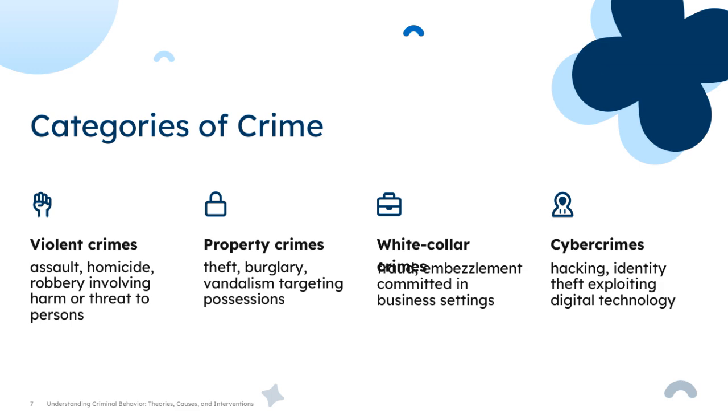Next, property crimes focus on possessions rather than people. This includes theft, burglary, and vandalism, where the goal is to steal or damage someone's belongings. Then there are white-collar crimes, which occur in business or professional settings. These involve deceptive practices like fraud and embezzlement, often resulting in financial loss. Lastly, cybercrimes are crimes that exploit digital technology. Examples include hacking and identity theft, where criminals use computers and the internet to commit offenses. Each category has distinct characteristics, but all pose serious challenges for law enforcement and society.